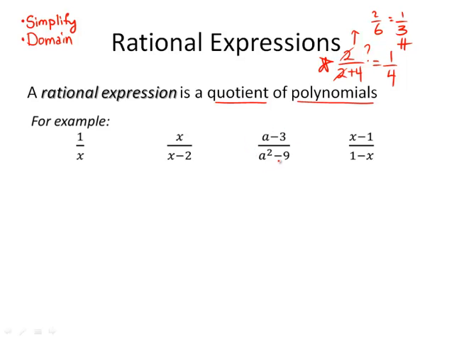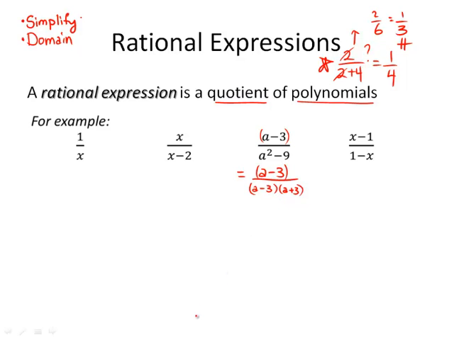This next example, are the numerator and denominator fully factored? Remember, when we were simplifying rational numbers, we factored first and then divided by common factors. Here, the numerator is factored completely. However, the denominator could be factored further. So you could have a minus 3 over, notice that a squared minus 9 is indeed a special factoring formula called the difference of squares, resulting in a minus 3 and a plus 3.